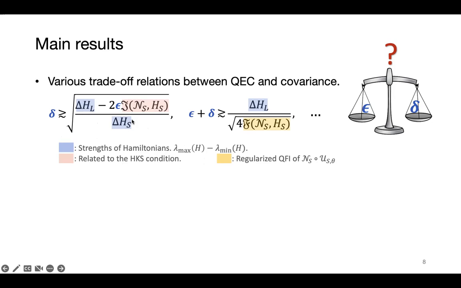So delta H_L and delta H_S basically mean the strength of the Hamiltonians, and it is the difference between the maximum and minimum eigenvalue of H. And the J here is actually a complicated expression, but it is related to the saturation of the HKS condition. And F here is actually the quantum Fisher information of this quantum channel with respect to theta. So we're also going to provide code examples that nearly attain the bound in some scenarios, providing evidence that our bound is going to be tight.